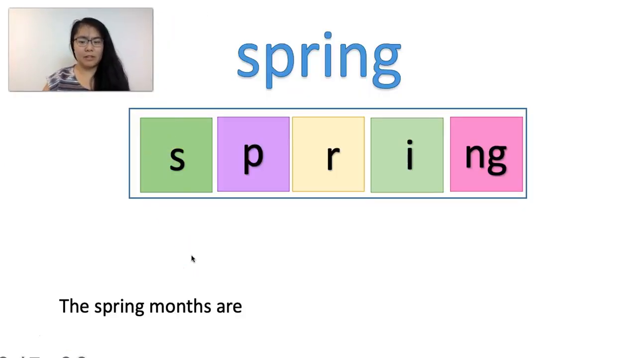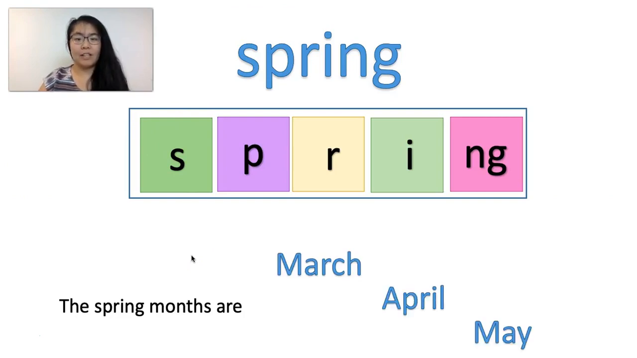So the spring months are March, April, and May. So again, the saying is, April showers bring May flowers. So when it rains in April, it helps flowers grow in May.